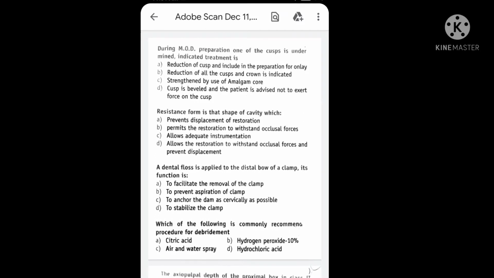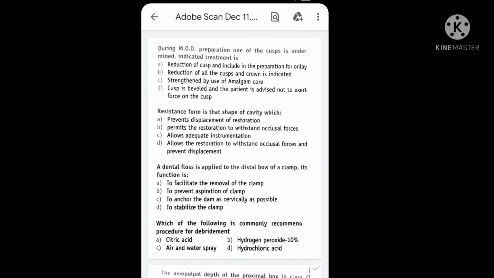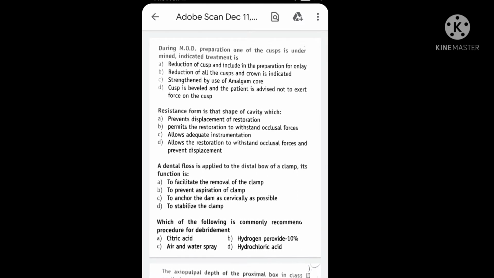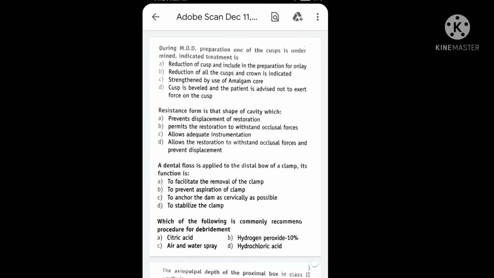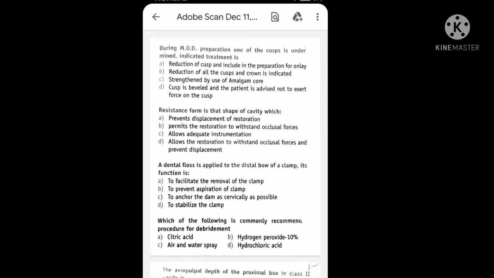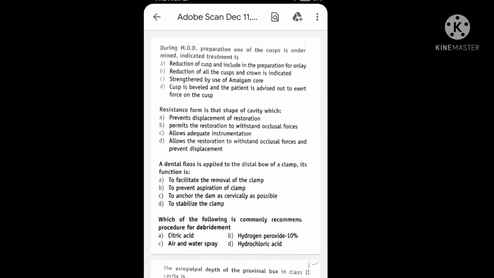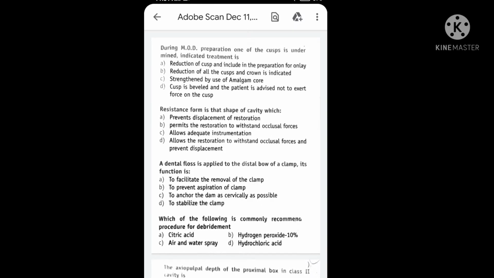The length of the dental floss should be approximately 12 inches. Then this floss allows retrieval of the retainer, if any part of the retainer breaks down accidentally, or if they are swallowed or aspirated by the patient.